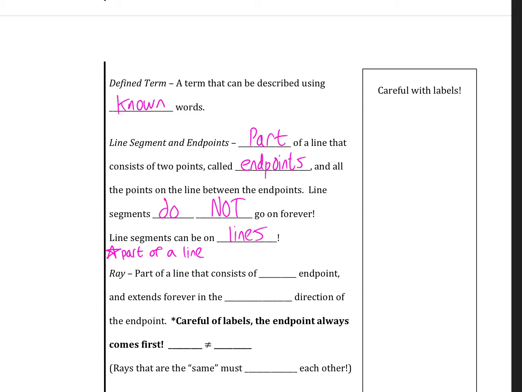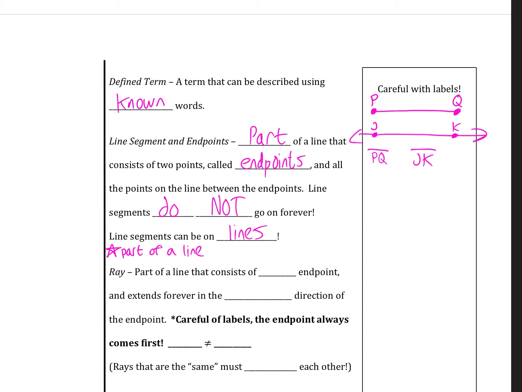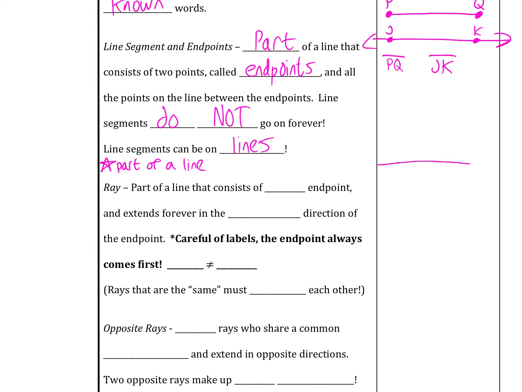Okay, so let's talk about this up here. We'll draw a line segment here. We have 2 points, P and Q. And we'll also draw another line, actually a line that goes past these 2 points. This will be J and K. So we have line segment PQ and line segment JK. Those are different types of line segments.